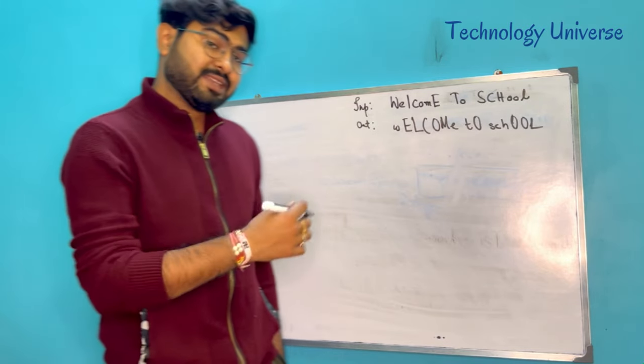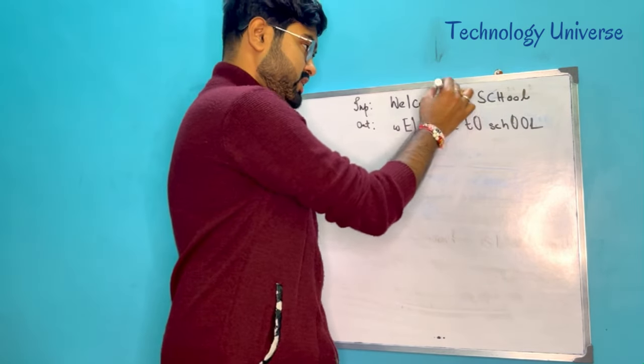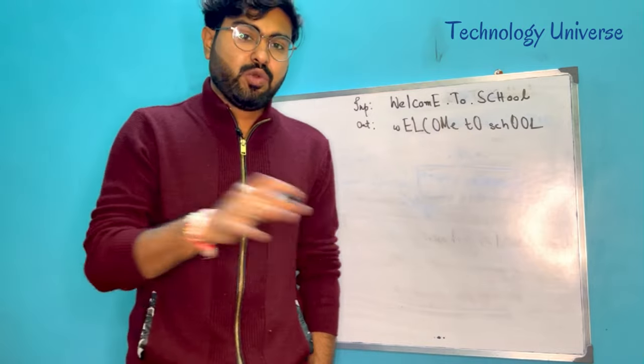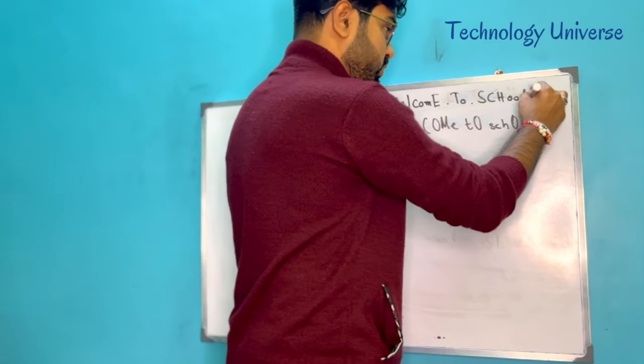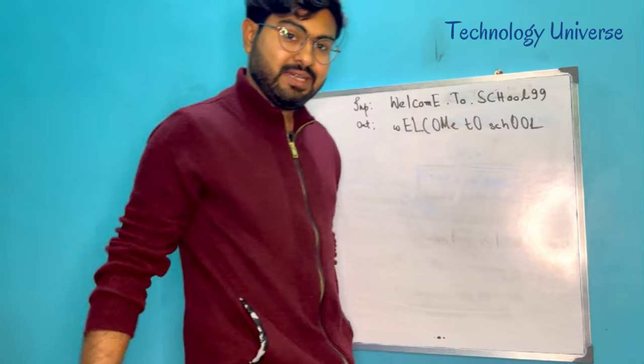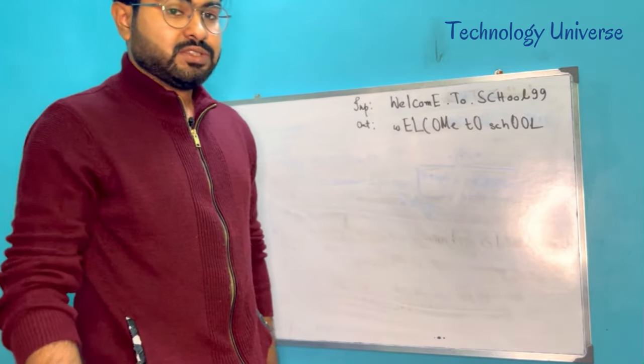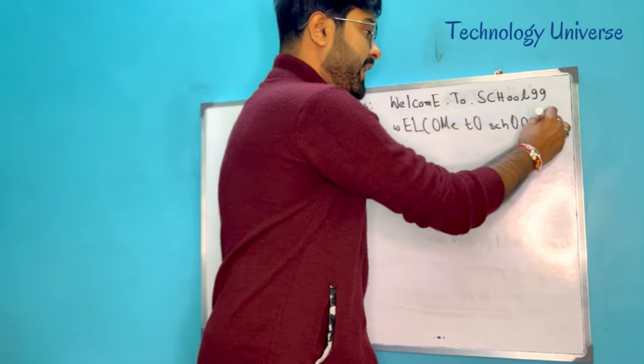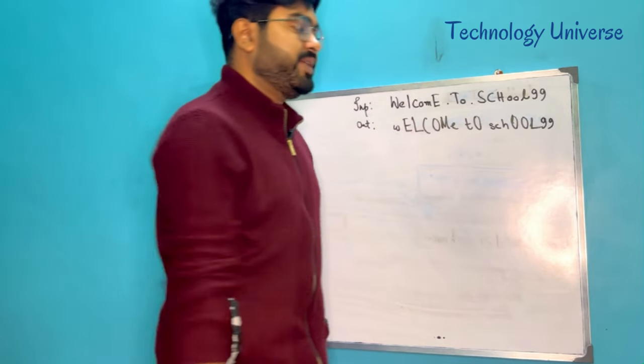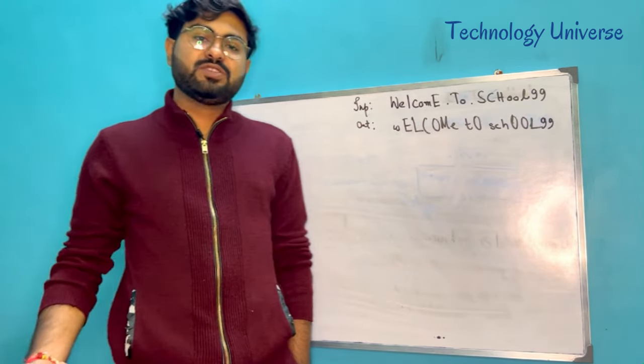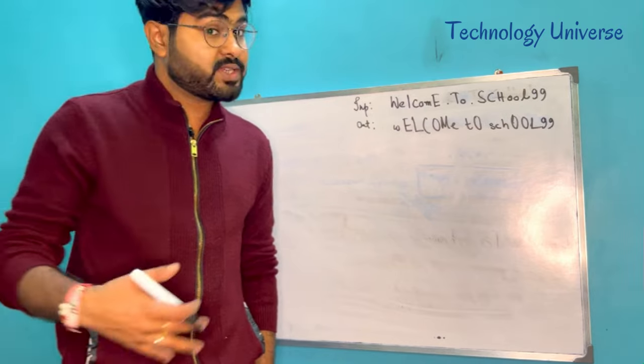So other characters, suppose this is a space, here is also a space, that would be intact. For example, if we have some character that is not an alphabet, for that also it would be intact. Only alphabets would be swapped. The case would be swapped. Uppercase would become lowercase and lowercase would become uppercase.